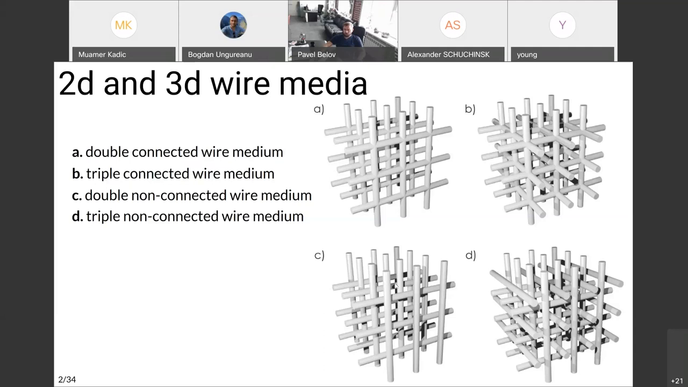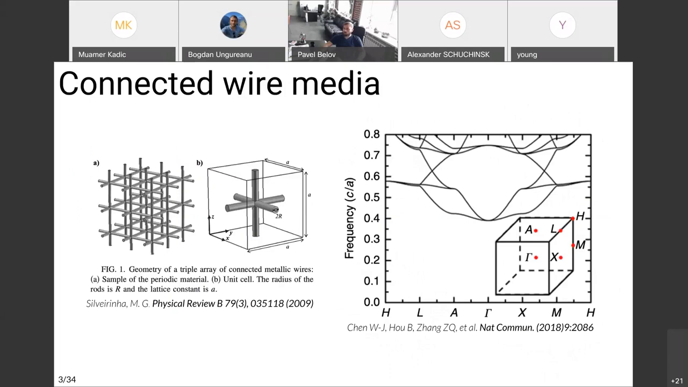At the beginning, I would like to remind you of some basic properties of wire medium, because it will be required for understanding the material which I will be presenting today. Let us start from three-dimensional connected wire medium. It's a well-known material. I am just showing you the typical geometry from one of the papers of Mario Silverini and some dispersion diagrams just to illustrate. There are many papers and works about this, but this material has a stop band at low frequencies, in photonic crystals language.